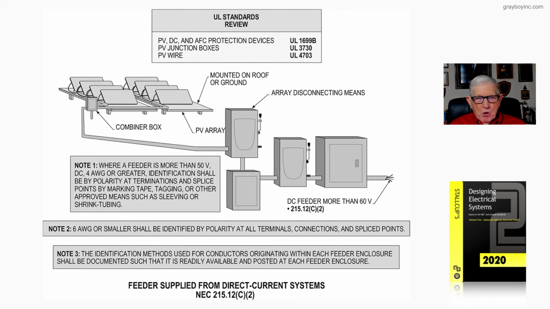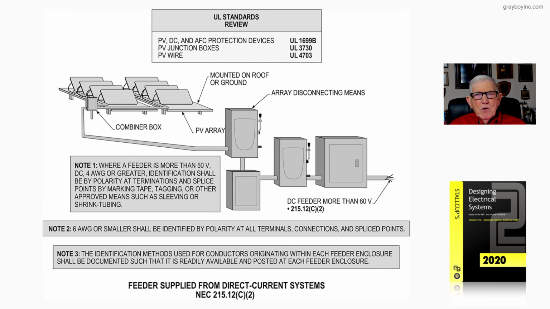splicing points. Number 3, the identification method used for conductors originating within each feeder enclosure should be documented such that it be readily available and posted at each feeder location. And then, basically, it's just kind of like a battery. It's red and black identification for your ungrounded conductor and your grounded conductor.